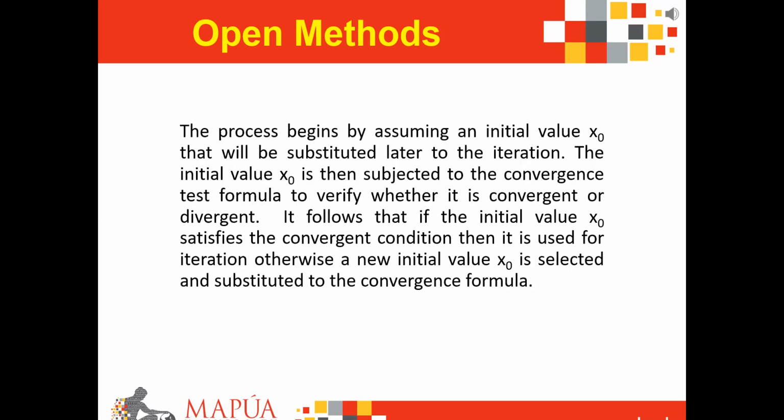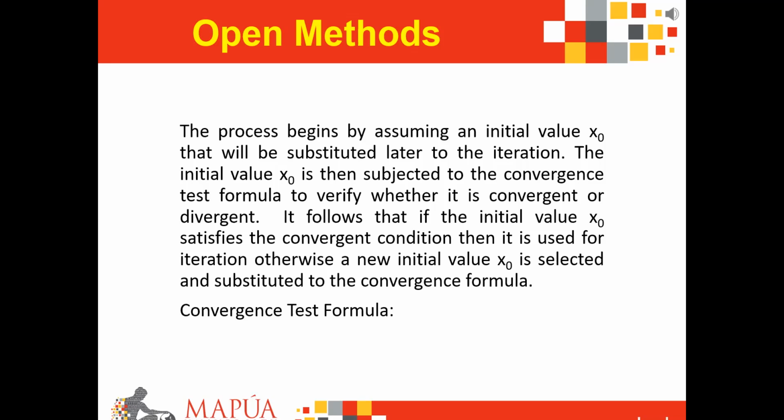Just like your Newton's method, this technique is also applicable for both polynomial and transcendental functions. The process begins by assuming an initial value x0 that will be substituted later to the iteration. This initial value x0 is then subjected to a convergence test in order to verify if the solution would be convergent or divergent. It follows that if the initial value x0 satisfies the convergent condition, then it is used for your iteration. Otherwise, a new initial value x0 is selected and then substituted to your convergence formula.